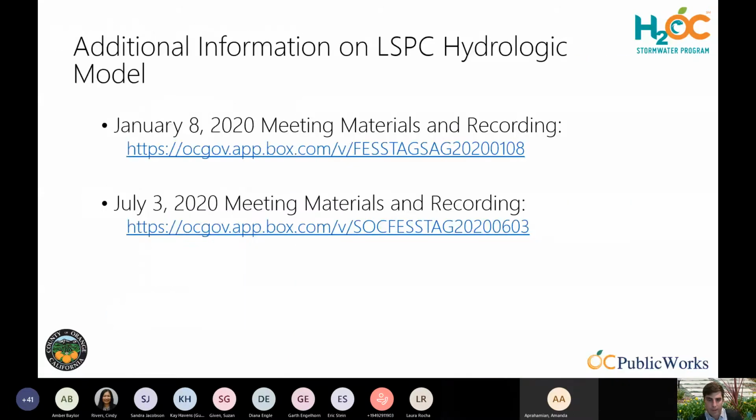That's sort of the end of the background on the Lspc model. But yeah, if you have an additional interest in all the features that go into this, the sort of mechanics and the inputs and so on, there's some good material. We went into this in detail back in January as well as July, and so you could either review the meeting materials, the slideshow, or view the recording.